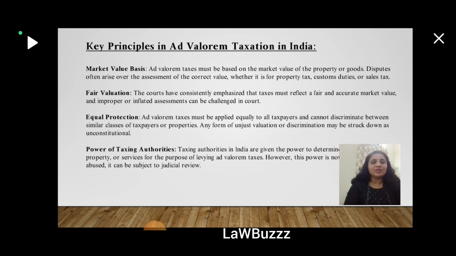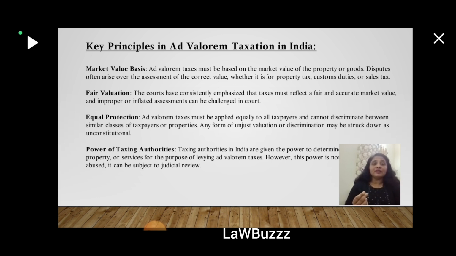Next is fair valuation. The courts have consistently emphasized that taxes must reflect a fair and accurate market value, and improper and inflated assessment can be challenged in court. So according to the market value, the taxes can be charged by the producers or whatever service providers. But if it is more than that, if it is improper, anybody can challenge that in court with proofs.